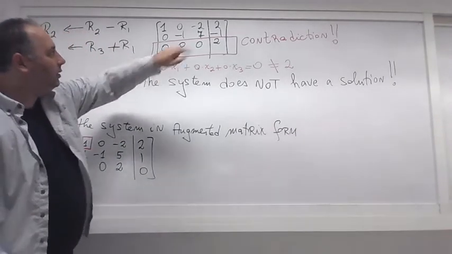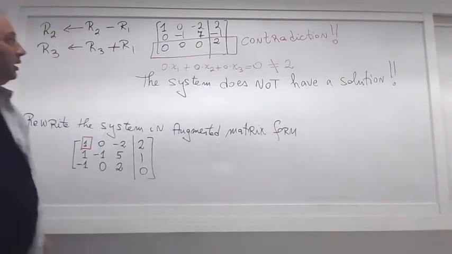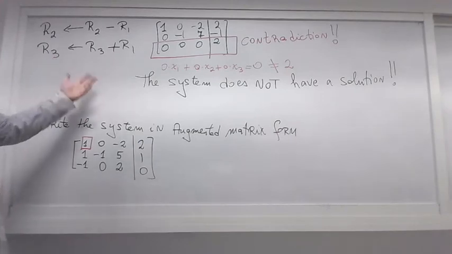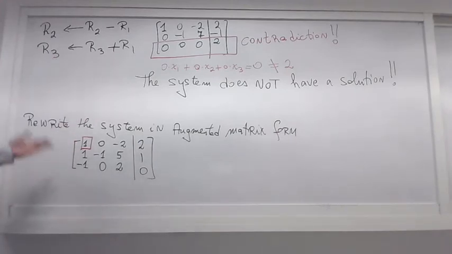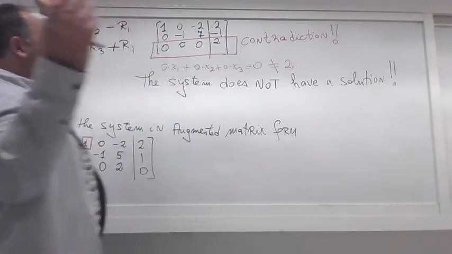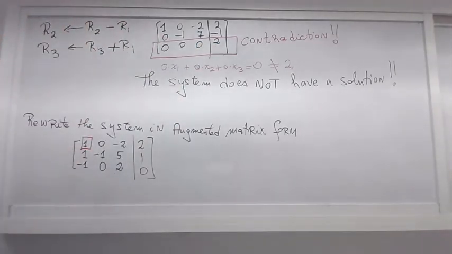It's clear from here. There's a contradiction in the system. And the system doesn't have a solution. You cannot find x1, x2, x3 such that this is true. There's no way. So if this system doesn't have a solution, well, this system has the same solution set, which has nobody inside. So this system doesn't have a solution. So that's what I write.